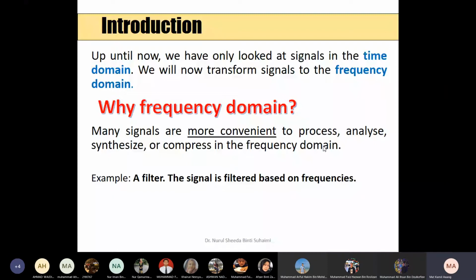Many signals are more convenient to process, analyze, synthesize, or compress in the frequency domain. For example, you can do filtering in the frequency domain. You can also do it in the time domain, but it involves a convolution operation, whereas in the frequency domain it involves a simpler operation, which is multiplication. The signal is filtered when you use the filter. You can say what the center frequency is, or from which frequency to which frequency you want to pass, and which you want to block. That is the filter, because we work based on frequency.